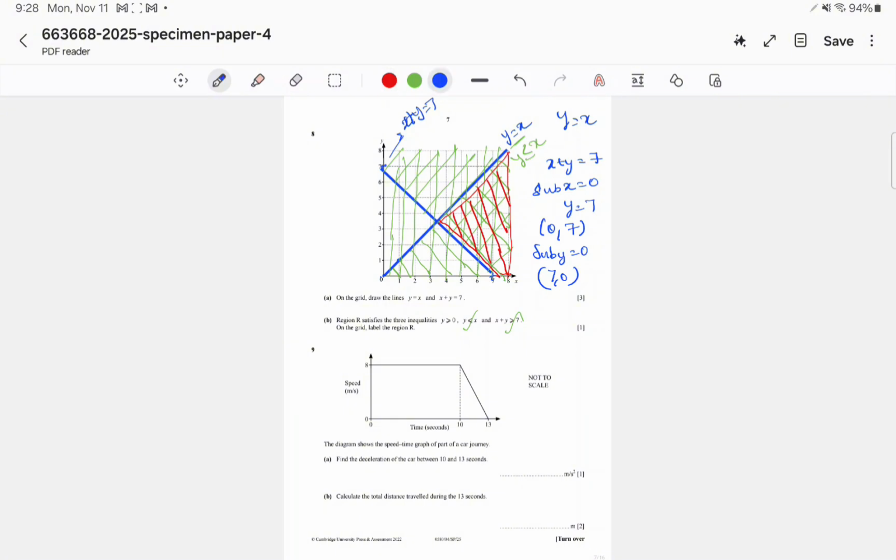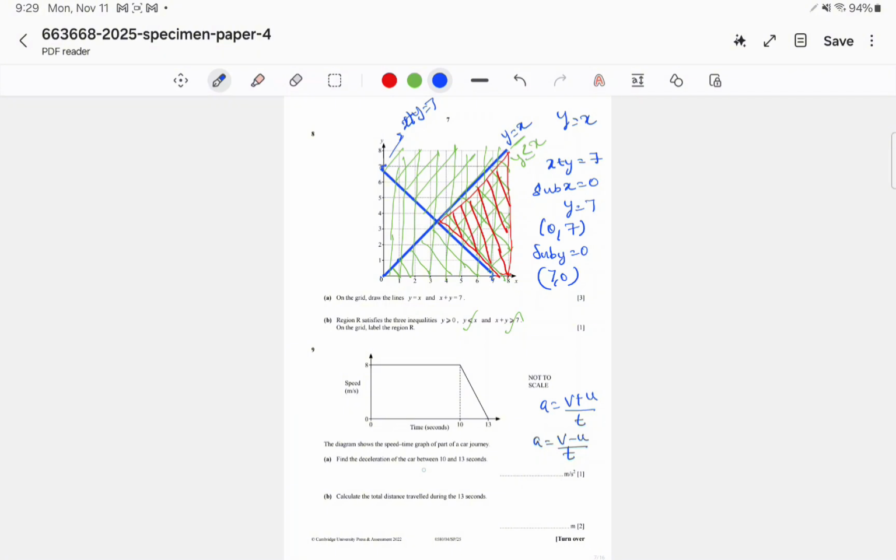Next question, 9th one. The diagram shows the speed time graph for a car journey. Find the deceleration of the car between 10 and 13 seconds. So the acceleration formula is final velocity minus initial velocity divided by time taken. For deceleration we will make it negative because it is reducing to 0.